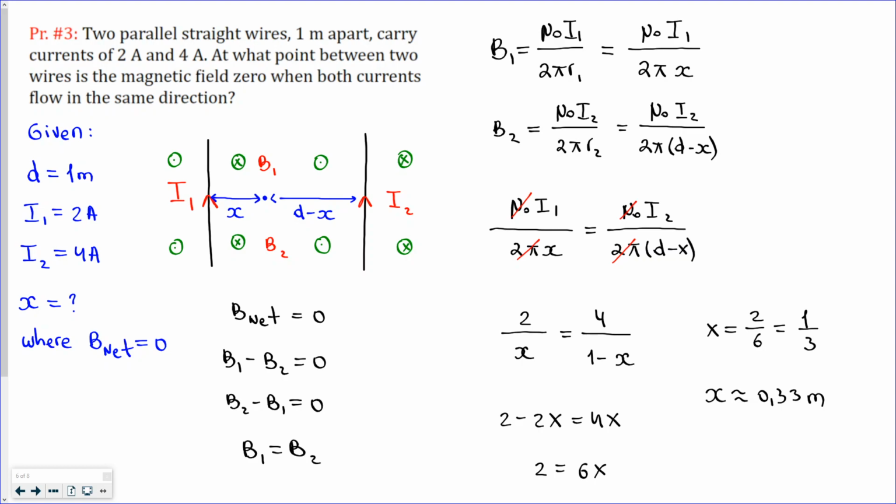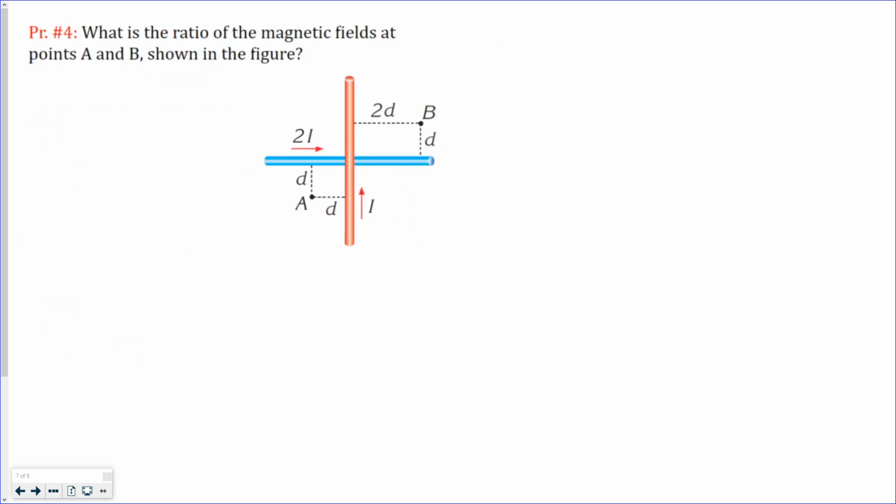Now let's go to the final problem. Problem number 4. Let's write the givens as always.